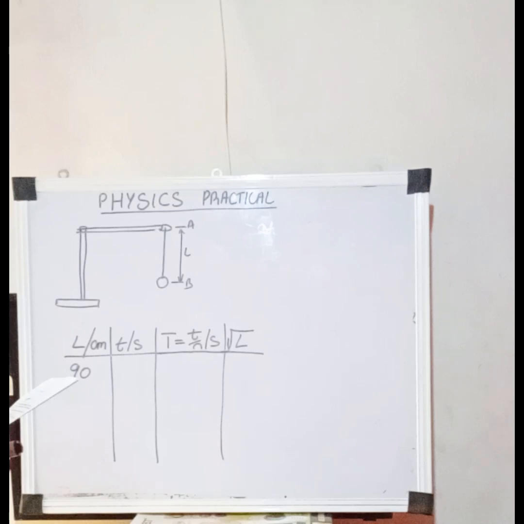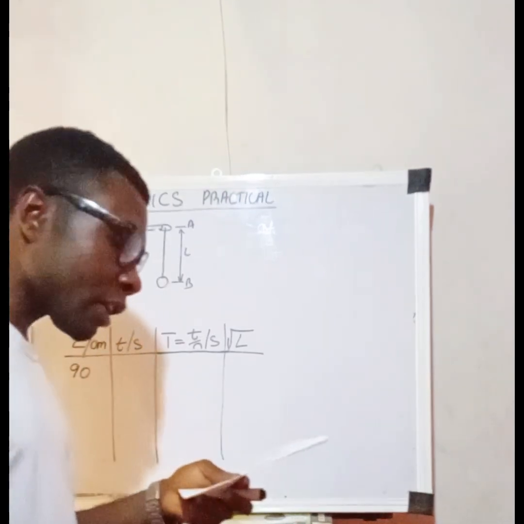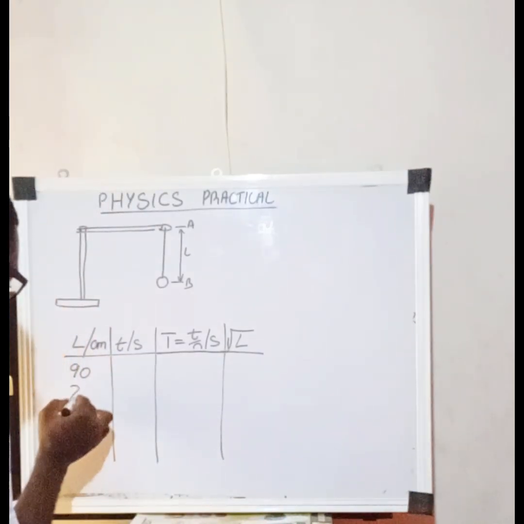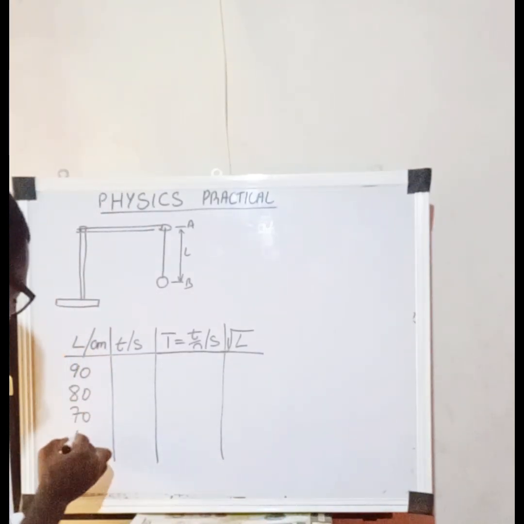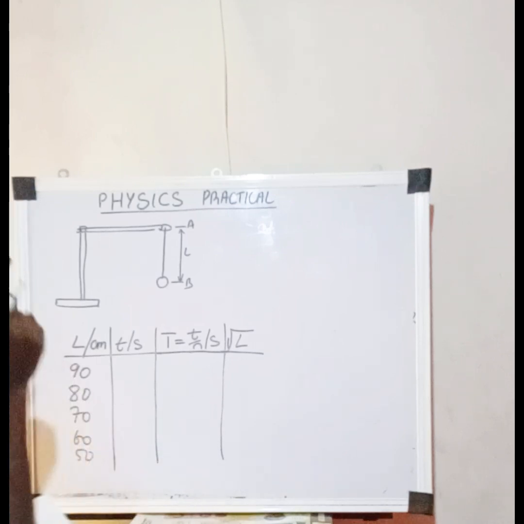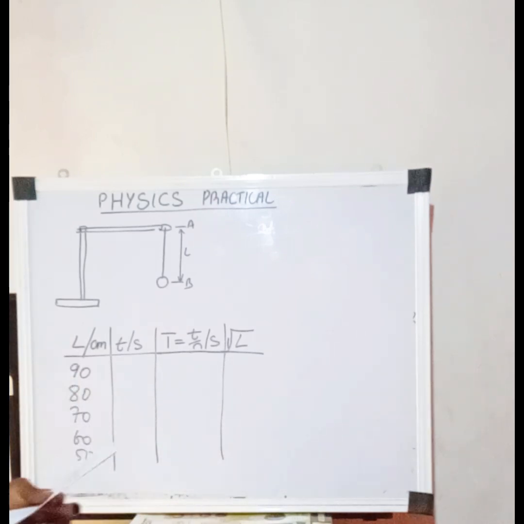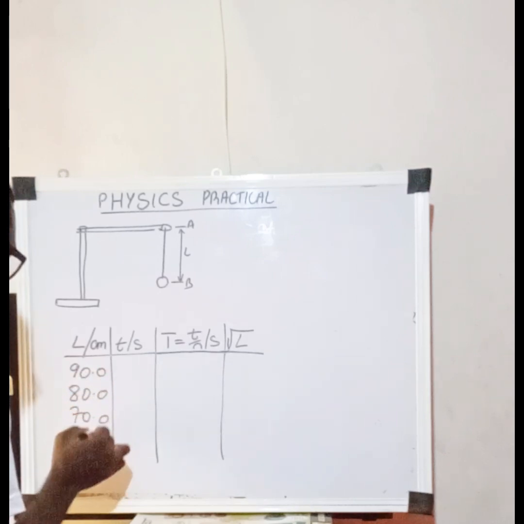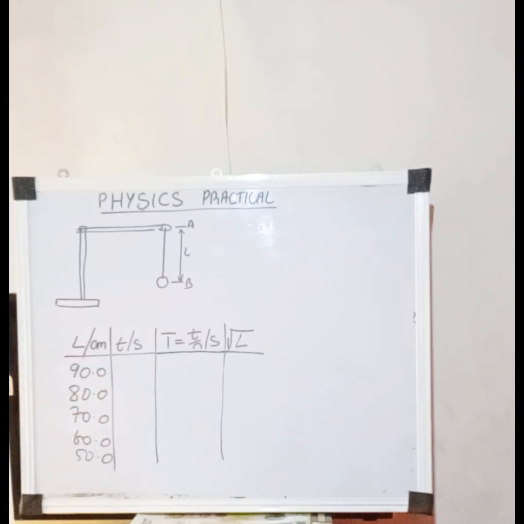Then they went ahead to say we should repeat the procedure for 4 other values of L: 80, 70, 60, and 50 centimeters. These are the values of L. Now, I advise my students that the given values, that is, values that are given in the question, should be in 1 decimal place. So this should be 90.0, even though it was not written that way in the question. Then the measured value is the next one, which is the value we got from a measuring instrument.